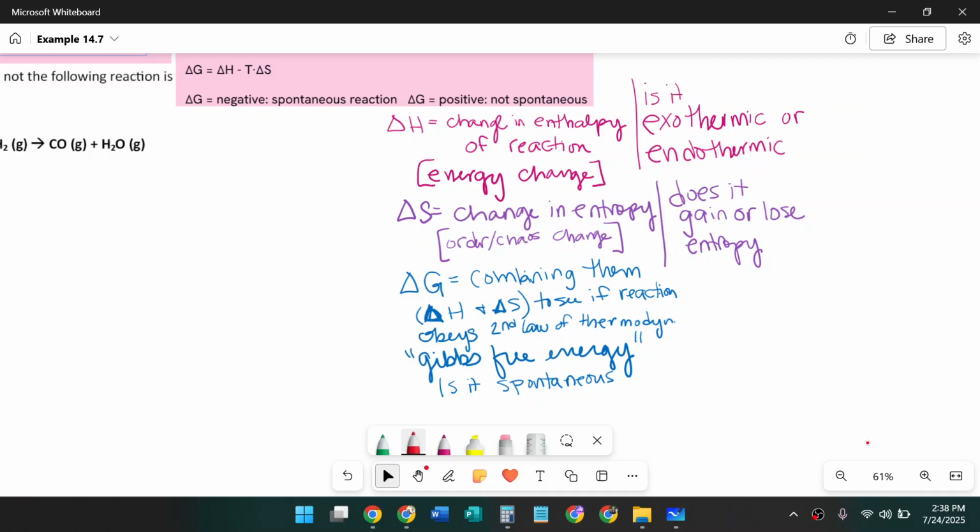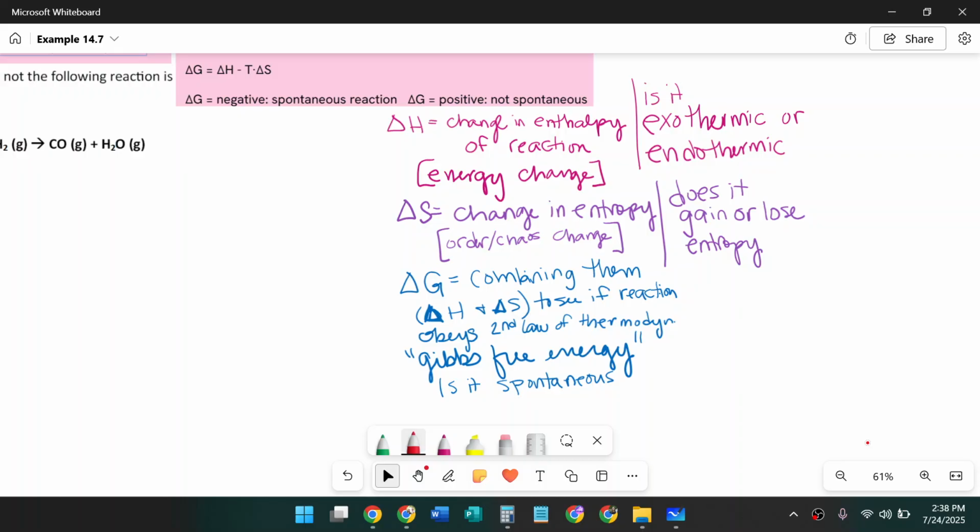Okay, this is example 14.7 from the book. Before we get to the example, we've had a lot of triangle delta things going on, so let's review real quick. Delta H is the change in enthalpy of the reaction. That's like an energy change. Does it gain energy? Does it lose energy?